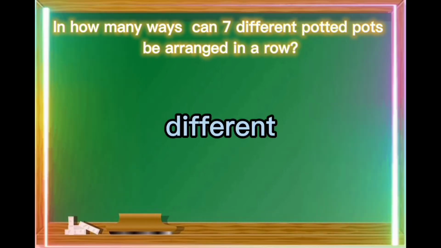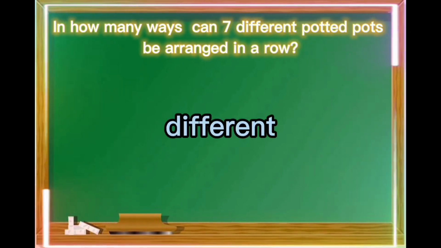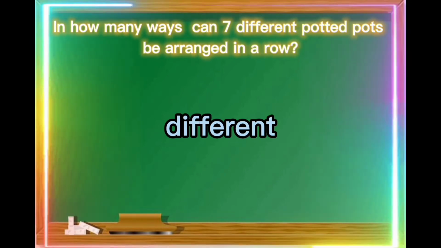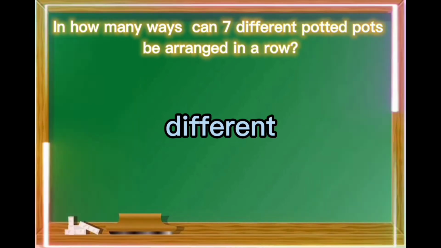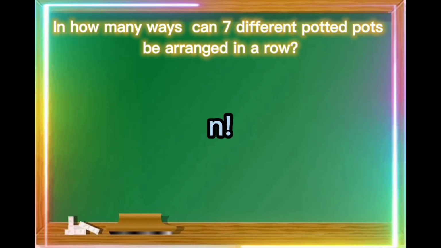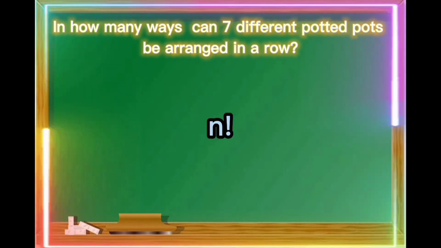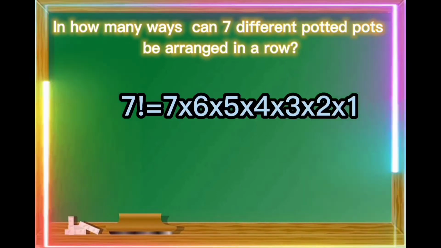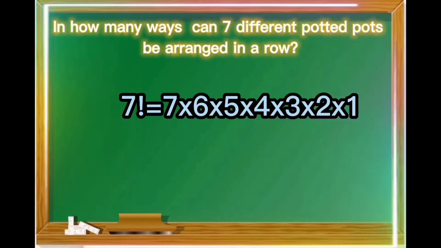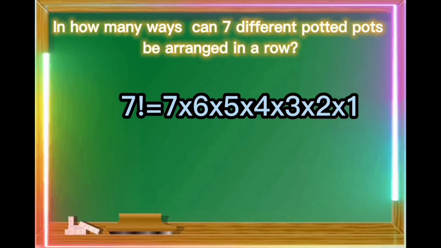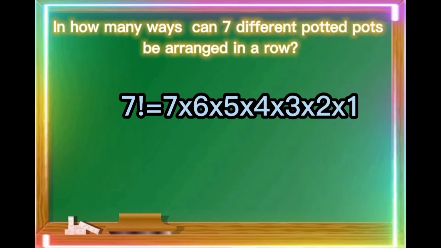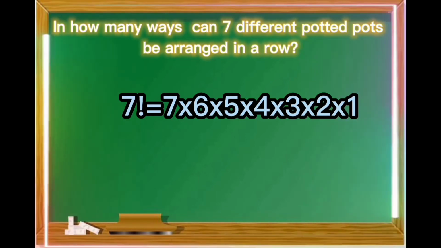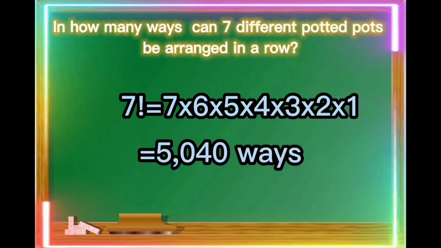If you can read the word different, it is considered as without repetition. Therefore, to find the possible arrangements, the factorial notation n factorial can be used. Since there are 7 different potted plants, we have 7 factorial, which is equal to 7 times 6 times 5 times 4 times 3 times 2 times 1. And the possible arrangements would be 5040 ways. Now, let's try to look at this example.